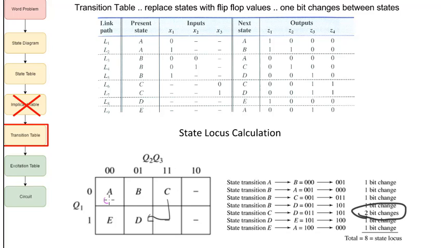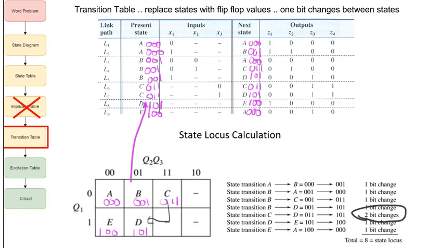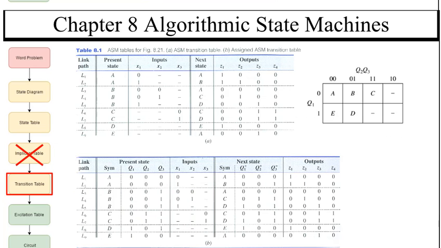So A is going to be a 0, 0, 0, B is going to be a 0, 0, 1, C is going to be a 0, 1, 1. So we just substitute all these numbers in here. So wherever we see an A, we replace it with a 0, 0, 0. Wherever we see a B, we replace it with 0, 0, 1. Wherever we see a C, we replace it with a 0, 1, 1. So that's our transition table.